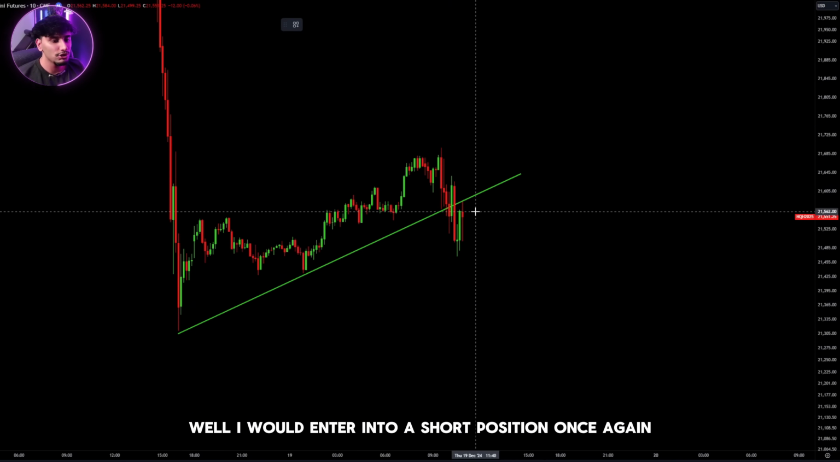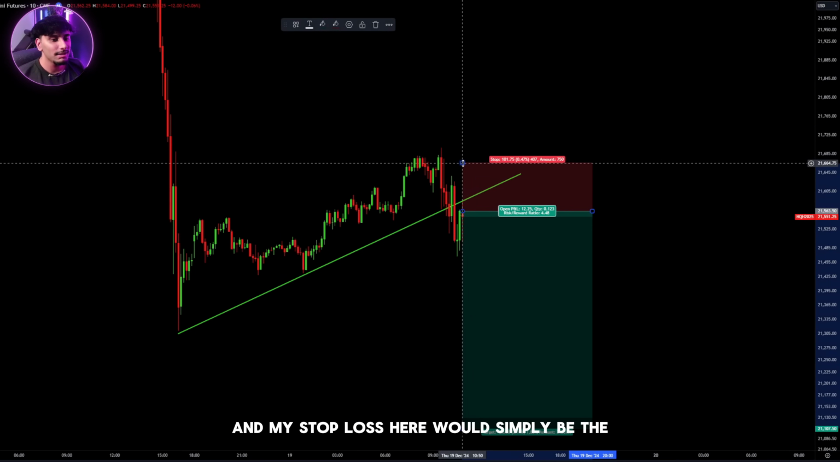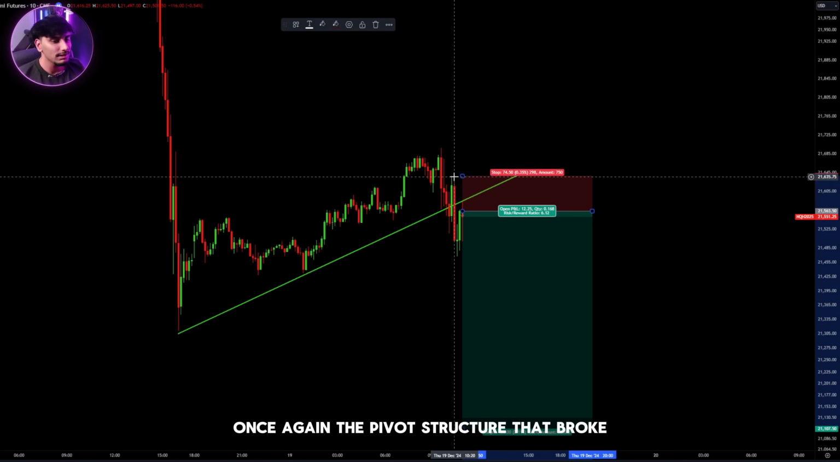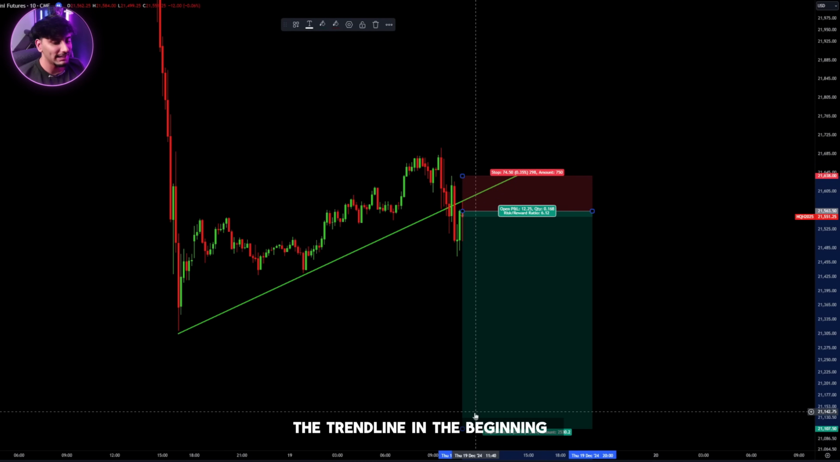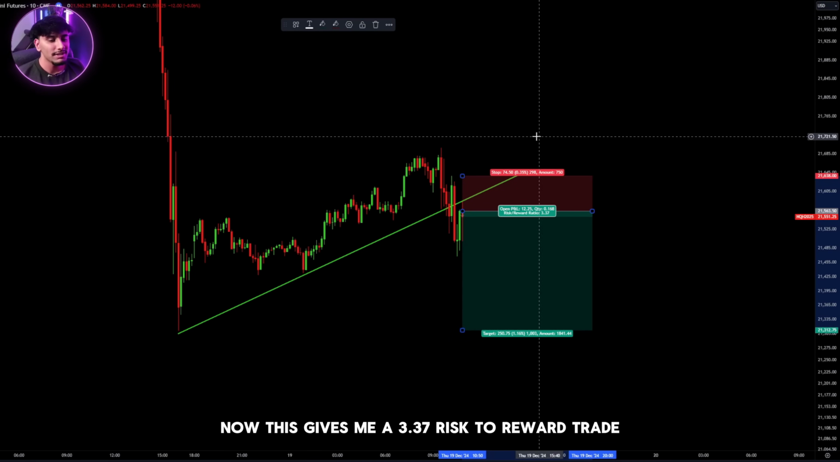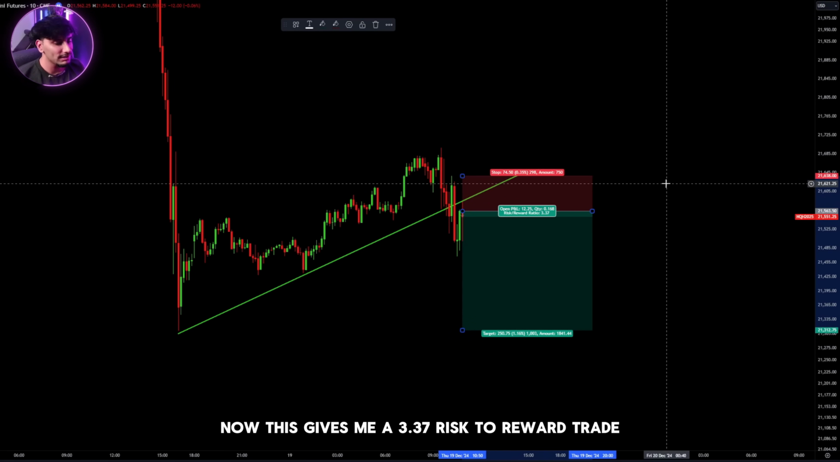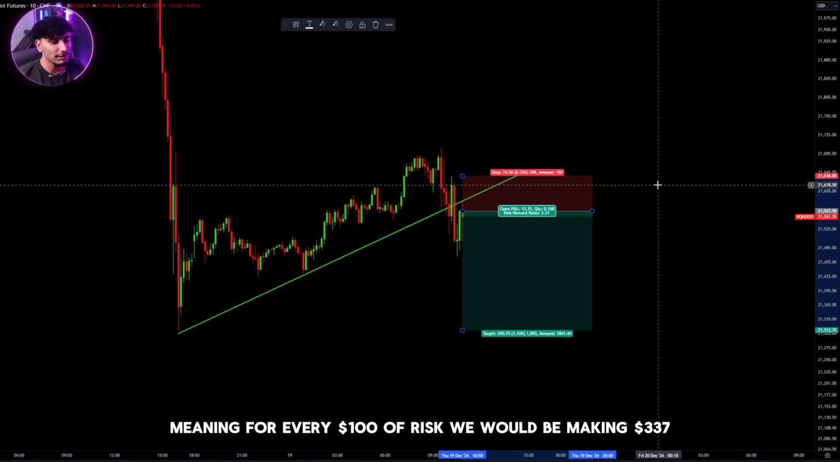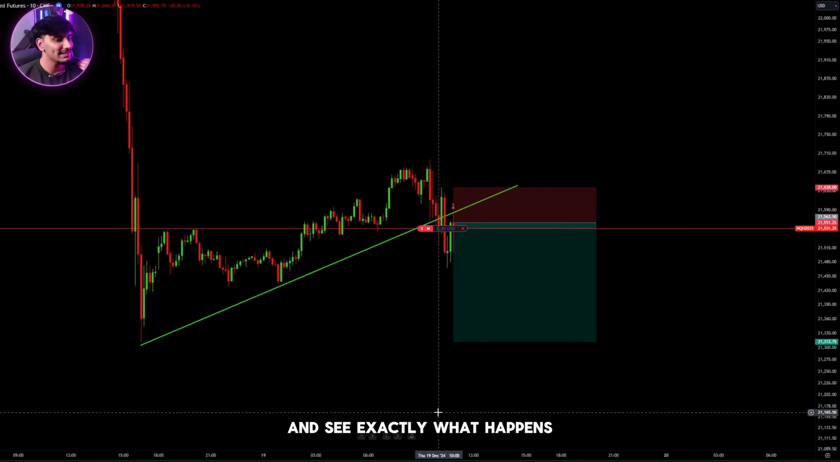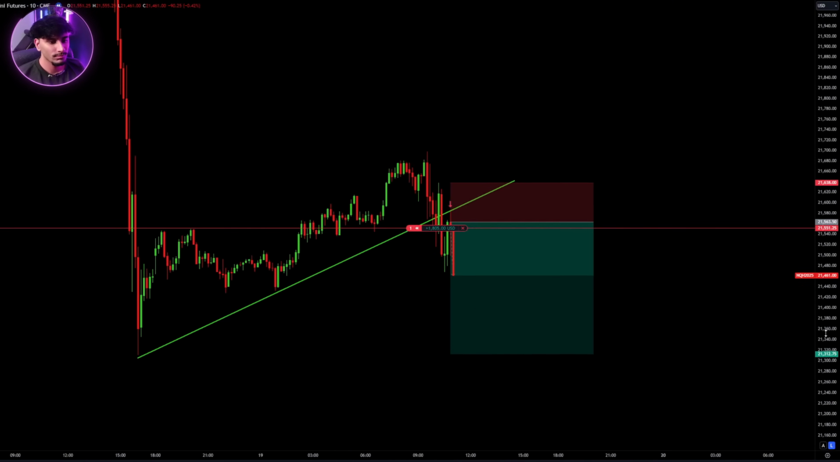Well, I would enter into a short position once again, and my stop loss here would simply be the break of this pivot structure once again, the pivot structure that broke the trend line in the beginning, and my profit target here would simply be low of day. Now, this gives me a 3.37 risk to reward trade, meaning for every $100 of risk, we would be making $337. So let's enter into a short position here and see exactly what happens.